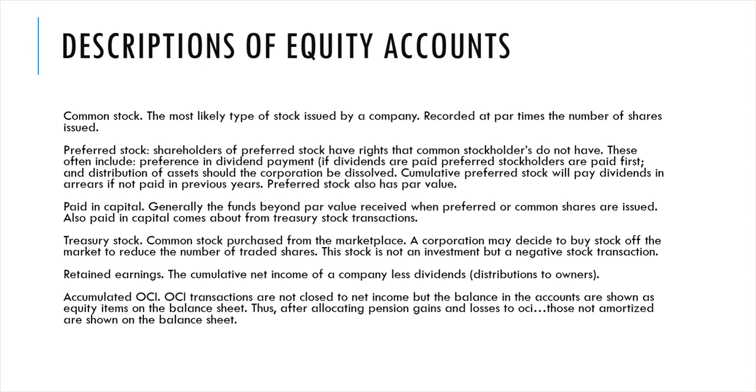Preferred shareholders, as we discussed before, often have a preference in dividend payment, and cumulative preferred stock will pay dividends in arrears if they haven't paid it. Preferred stock also has par, which means it's par times the number of shares issued, and that's what the dollar value is.